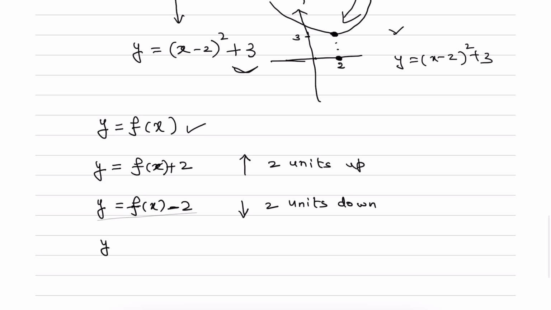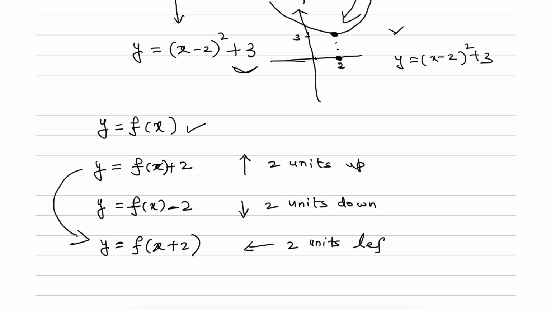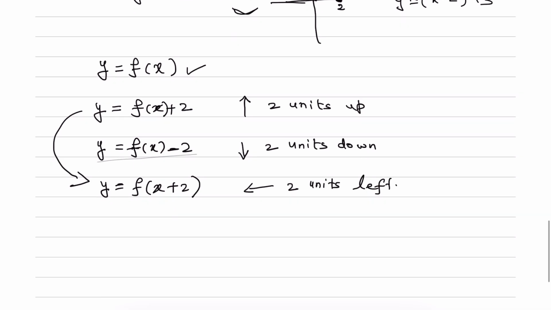And if you have to sketch the graph for f of x plus 2, see this, unlike this, the change here is in x, not in the complete function. So if you make the change in x, your graph is shifted 2 units left. If you have to sketch the graph for f of x minus 2, then your graph is shifted 2 units right.